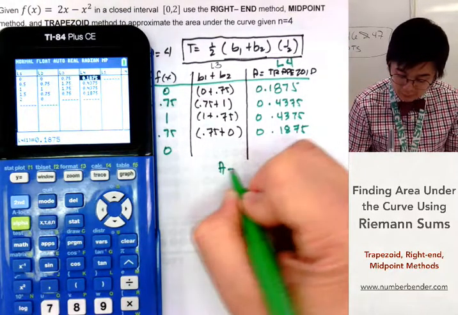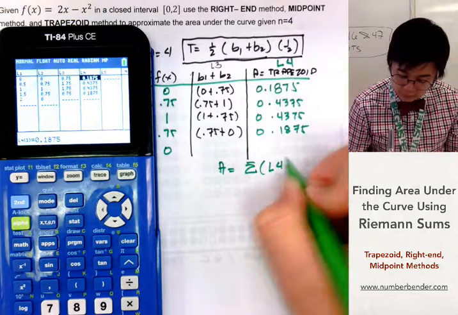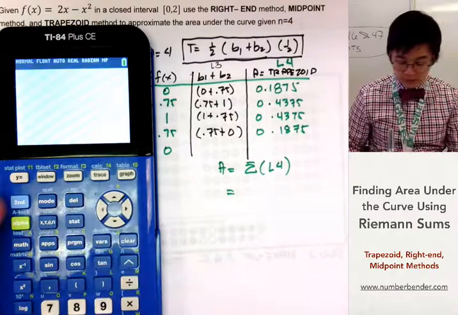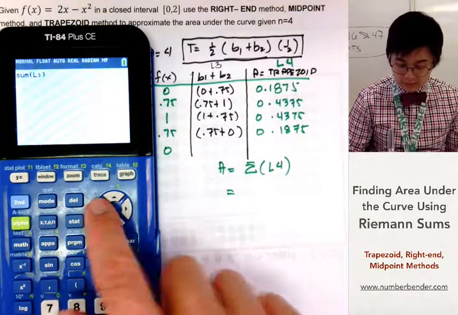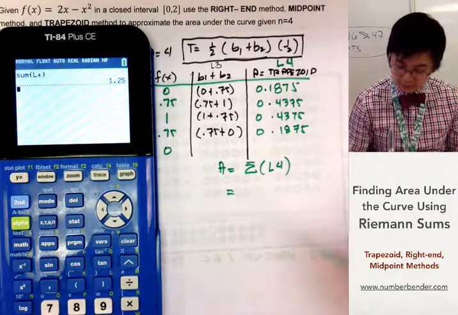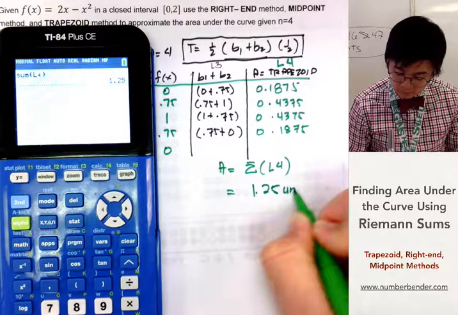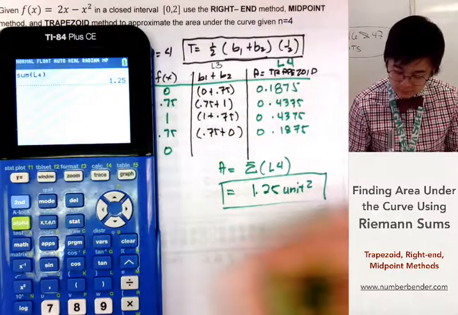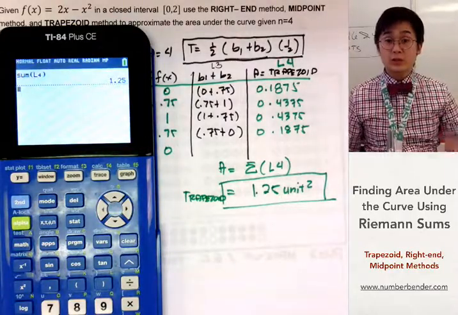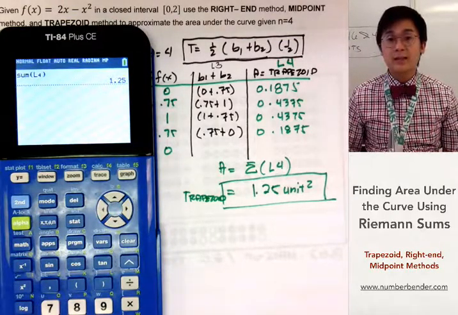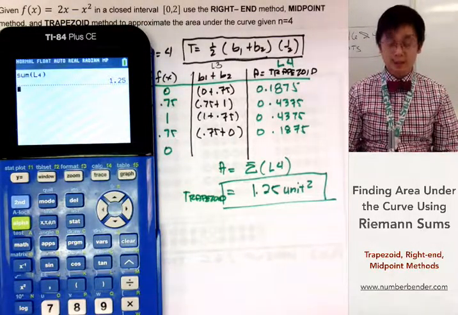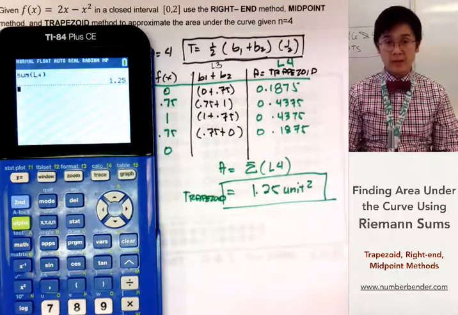Now, yung area natin would be the sum of list 4. So, ang area, second, quit, math, or second, enter. At baguhin na lang natin siya na L4. Second, 4. At 1.25 yung area niya. So, mapapansin nyo, yung trapezoid method natin at saka yung right-hand method natin ay parehas ng value. So, yan yung pag-estimate ng function using rectangles gamit ang Riemann sums method.